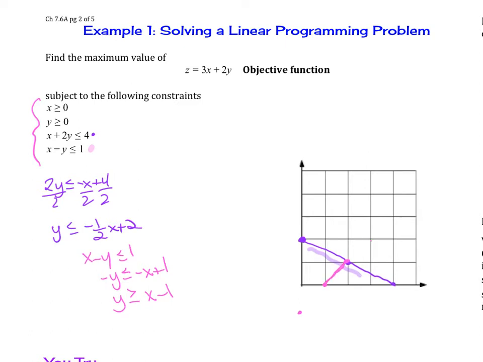So greater than, that means we're going to shade above that line, and we're going to shade in here. So our solution region is going to be this space here. So that's the first thing. We sketched our graph, and then we need to label the vertices.